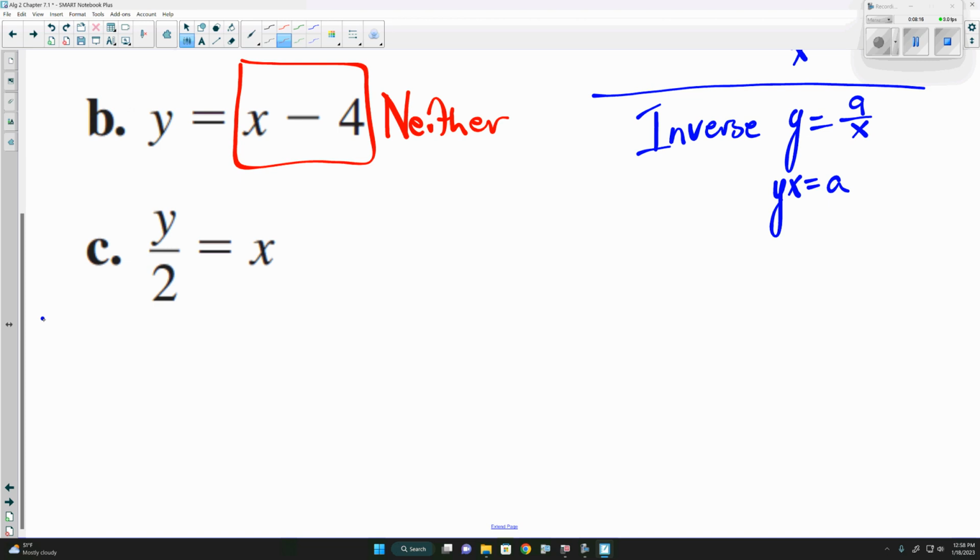Lastly, C. It is direct. Now this one here is a little bit confusing because we do have that fraction. We have that being division by 2, yes? But where are x and y located? They're both in the top of the fractions, the numerators, yes? And the one that has them both on top is direct. Another way we can look at this is we could say it's 1/2 times y is equal to x. We have our a times y equals x, or x times a is equal to y.